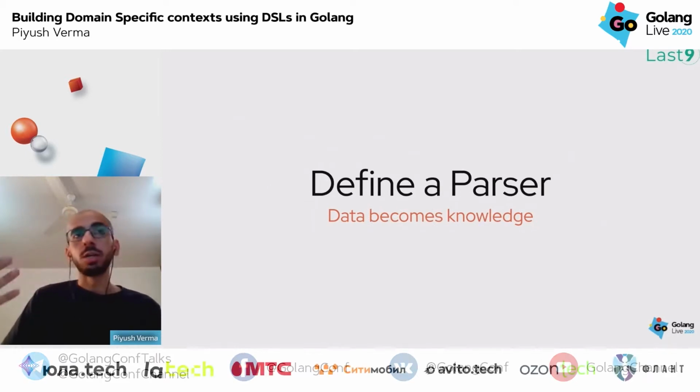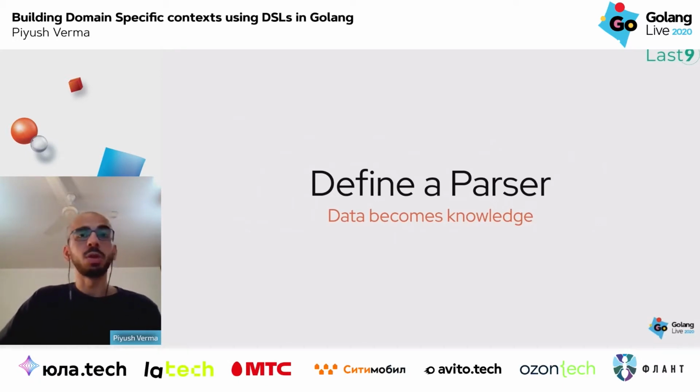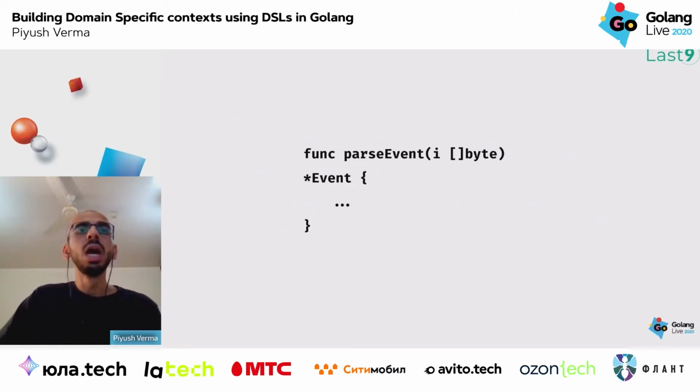And this is where we start introducing code. This is why, I mean, it's a Golang conference. This is why we start talking about what codes do. How will we do this? Well, a very simplistic function would look like, hey, there's a function which is called parseEvent. It accepts a bunch of bytes and it returns an event type.